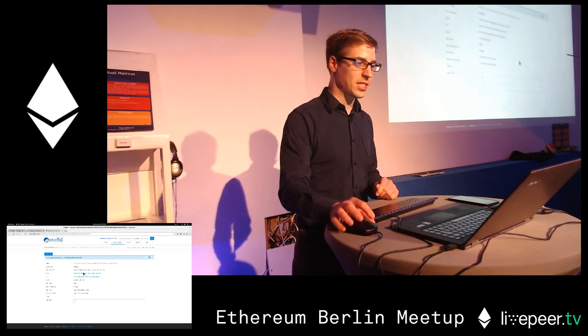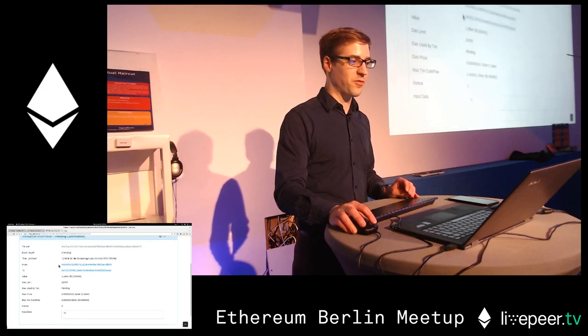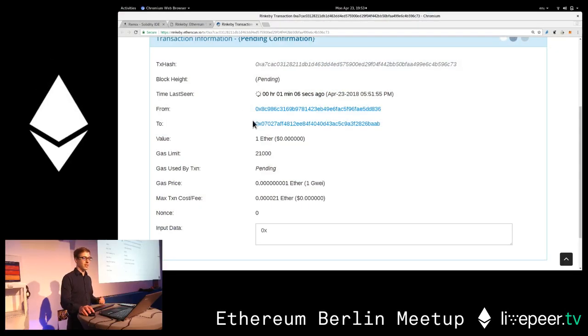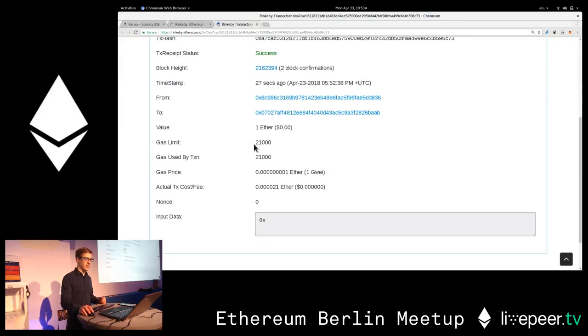The transaction has a, I can increase the font size here. So the transaction has a from field, which is the sender, and a to field, which is the recipient, a value, the amount of ether that is sent, and a gas limit. We will come to that later.